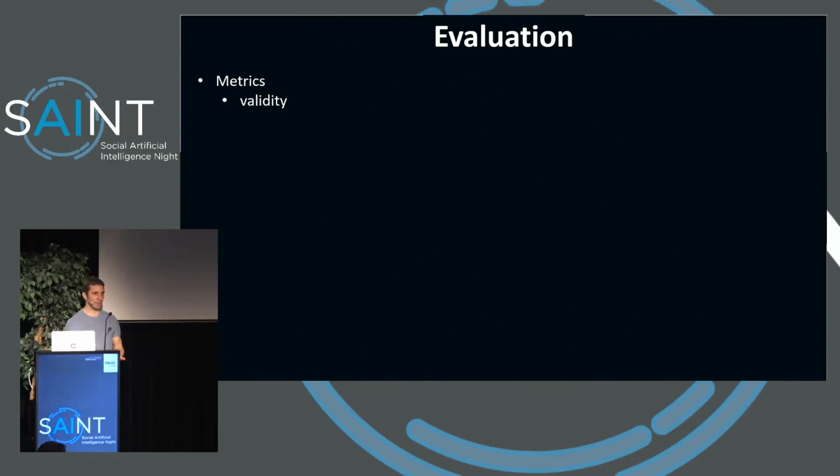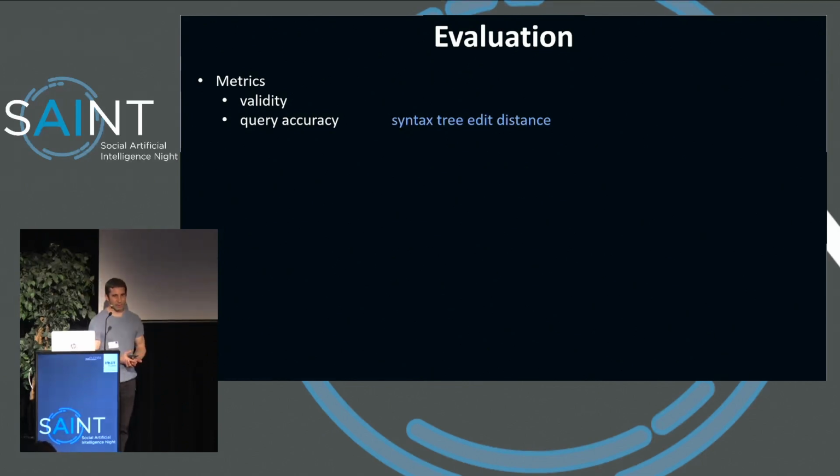One, the simplest one, is validity. Does the query execute, or what's the fraction of queries that are actually executable? That's very nice and easy to interpret, but by itself it doesn't tell you much, because the model could always just produce the same trivial query, and it would look like it's perfect, even though it's totally useless. For that reason, we also evaluate query accuracy.